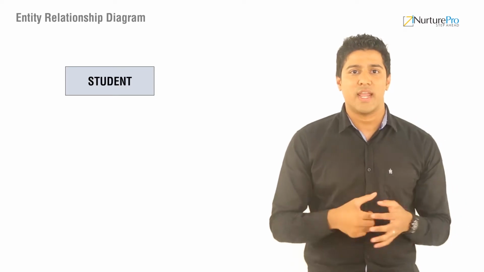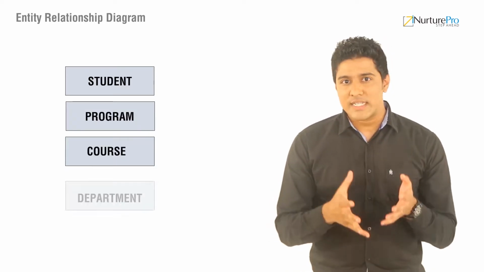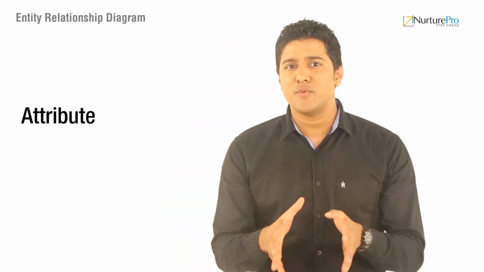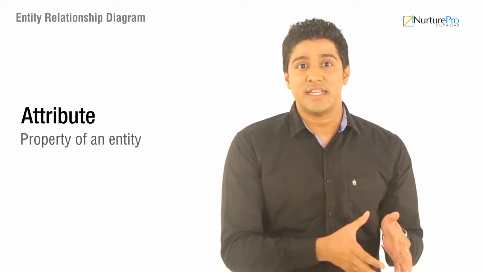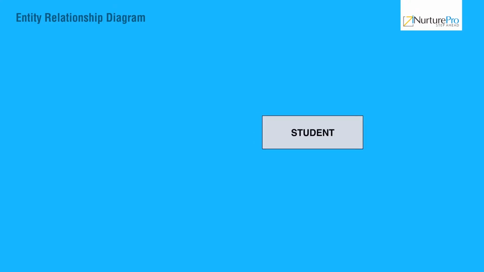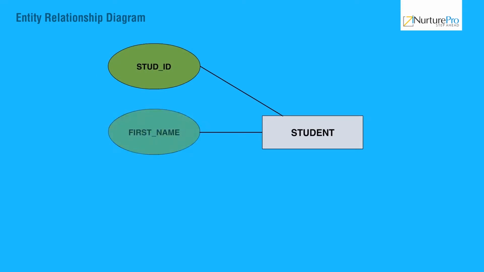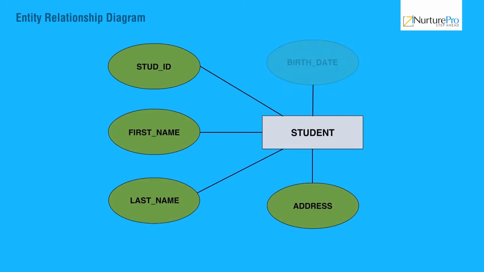Similar to the student entity, a university database can have many other entities like program, course, department, and many more. After defining the entity, we have to decide what information can be stored in it. So we can say that an attribute describes a property of an entity and it is represented using the symbol ellipse. Continuing with our example of the university database, a student entity can have student ID, student first name, last name, address, birth date as the attributes. An entity can have any number of attributes.